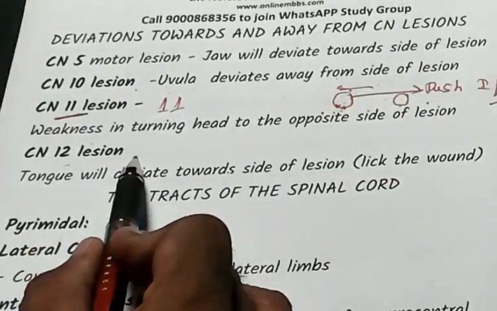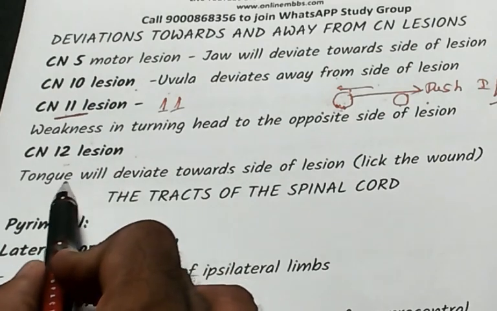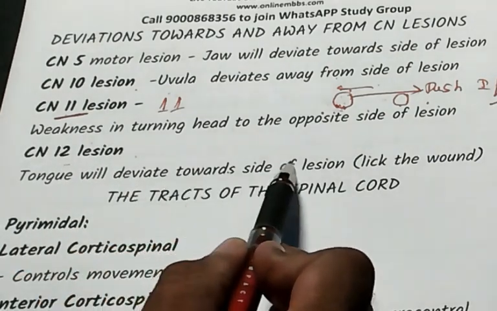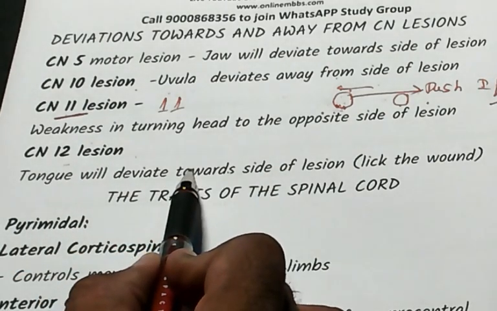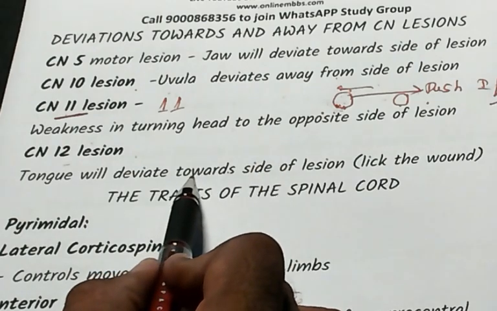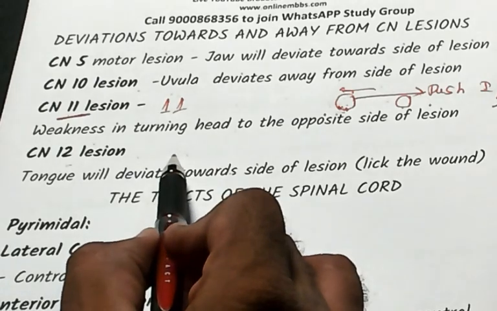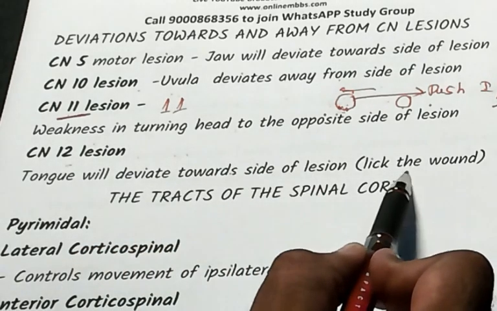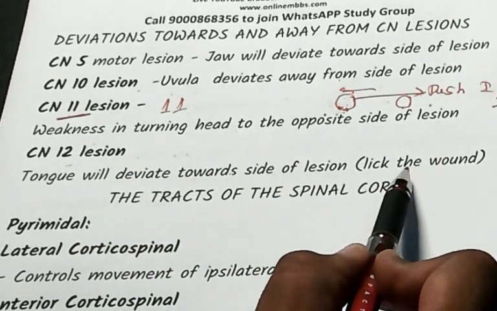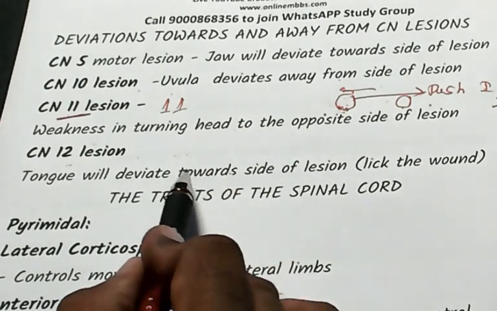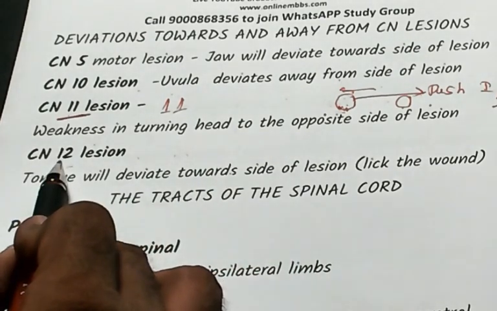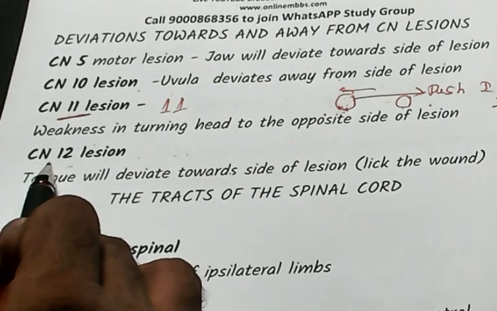Cranial nerve 12. Hypoglossal nerve. The tongue will deviate towards the side of the lesion. It is like licking the wound. If the right side lesion is there, the tongue is deviated towards the right side. That is easy to remember. Lick the wound. So, fatafat bolo, doctor, ipsilateral is 12.